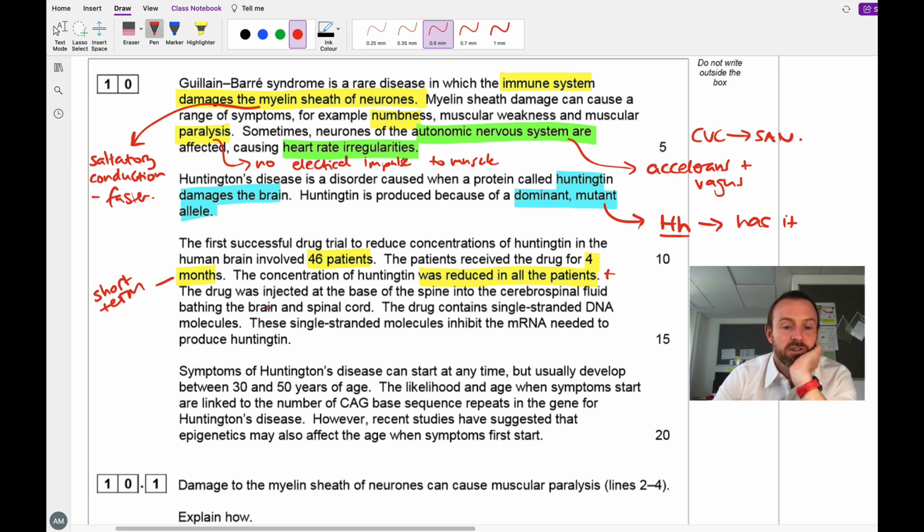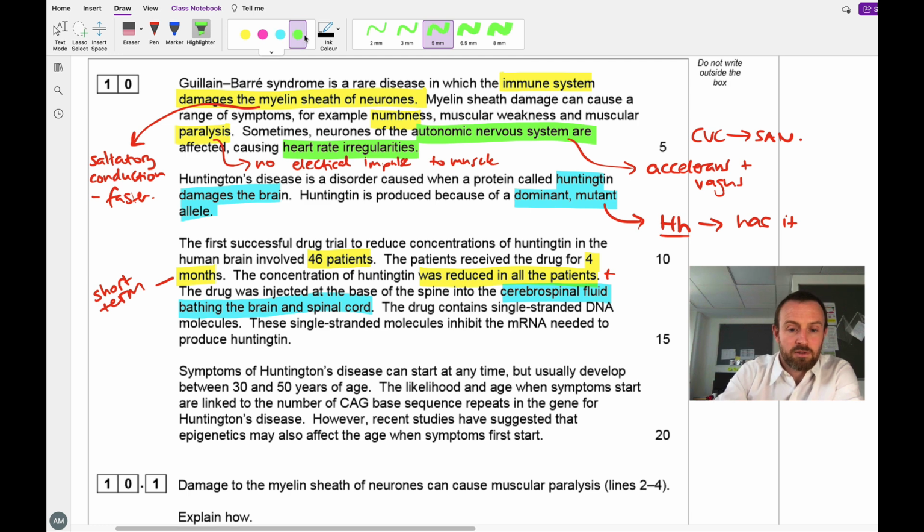How did they actually give the drug? The drug was injected at the base of the spine into the cerebrospinal fluid bathing the brain and the spinal cord. Okay, this is probably new information to you. You may have heard something about the blood-brain barrier. It's a series of membranes and barriers that prevent what's in the blood plasma from automatically passing into the fluid that bathes the brain. It's like an extra layer of protection. So the reason they're doing this is to get around that, to make sure that this drug can actually get into the fluid and doesn't just stay in the blood plasma without reaching the brain.